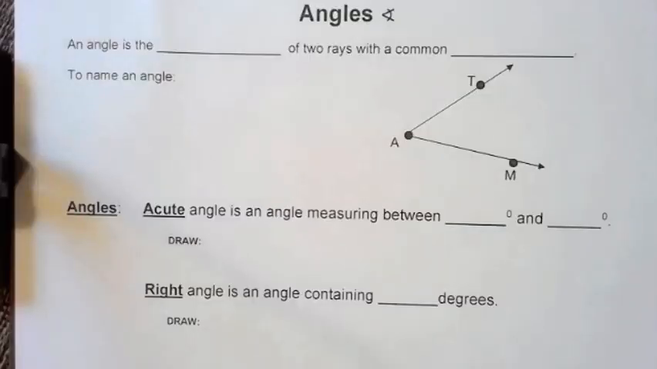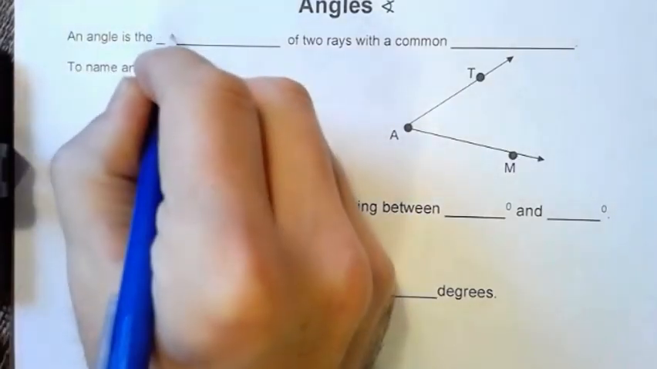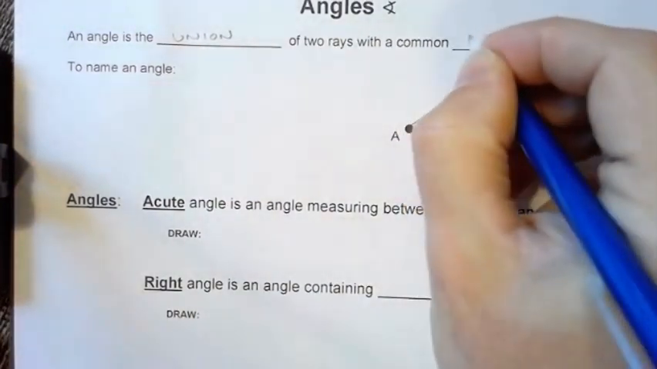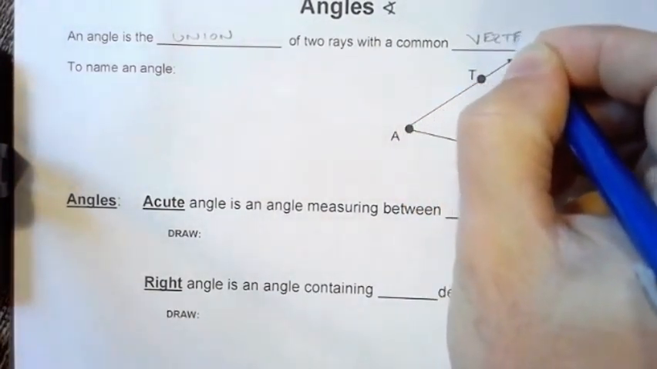In this video, we're going to look at basic angle relationships. And before we get to that, let's start out with some basic information about angles. An angle is the union of two rays with a common vertex.